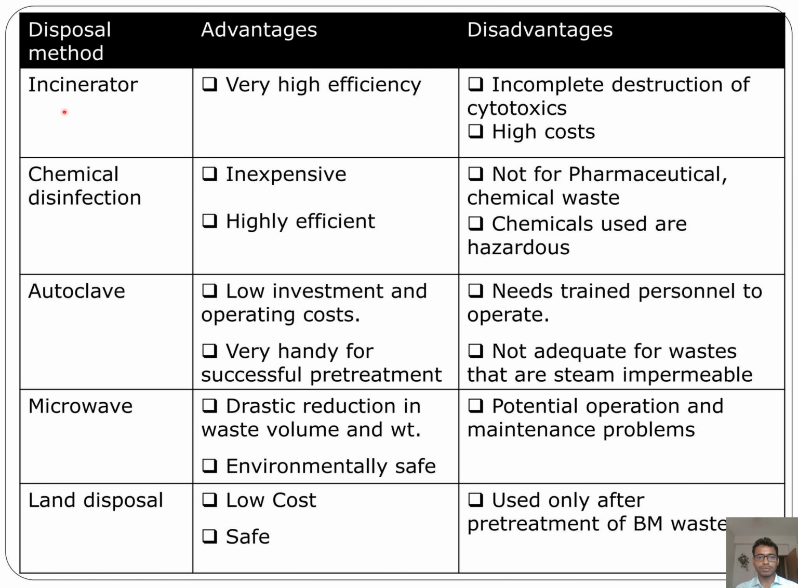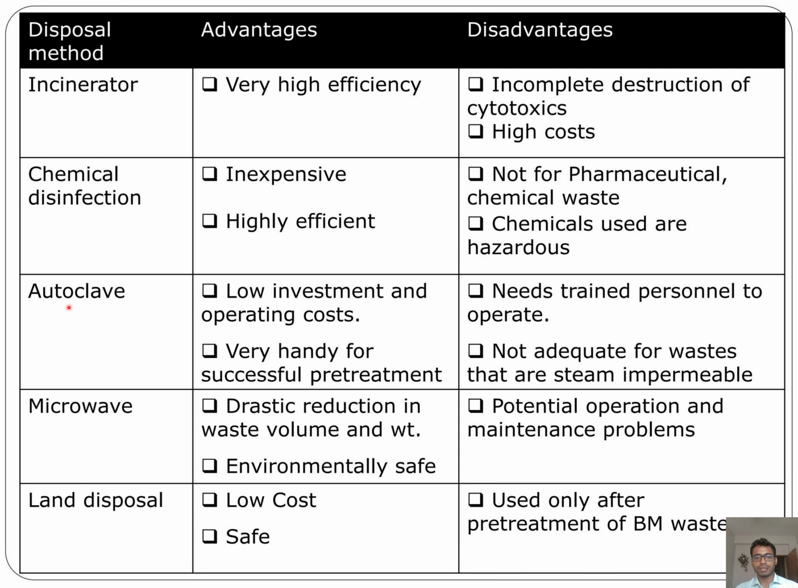So this shows the different disposal methods and their advantages and disadvantages that I have described earlier. For incineration, there is very high efficiency, but incomplete destruction of cytotoxic waste, and it's high cost. The chemical disinfection, okay, is very inexpensive and highly efficient because a chemical reaction takes place here, but it's not suitable for pharmaceutical or chemical waste, and the chemicals are also hazardous.